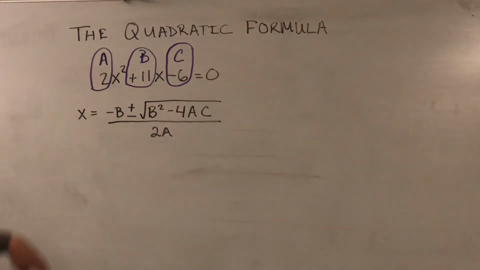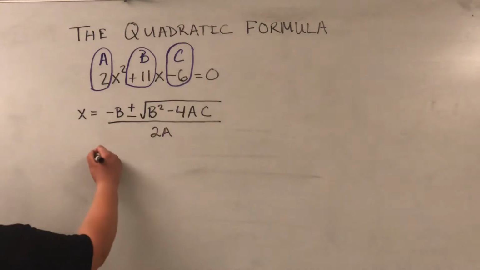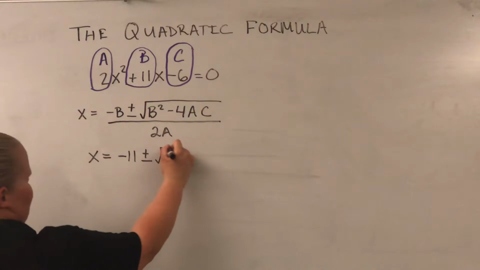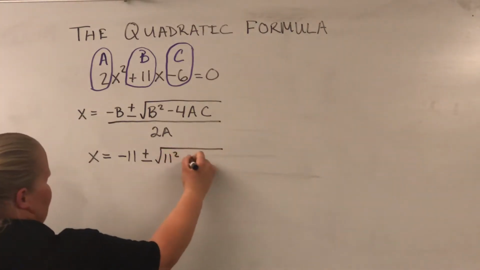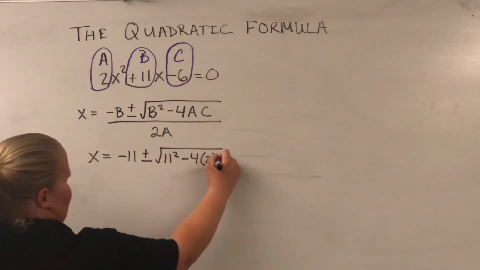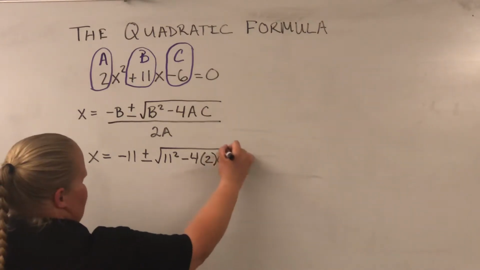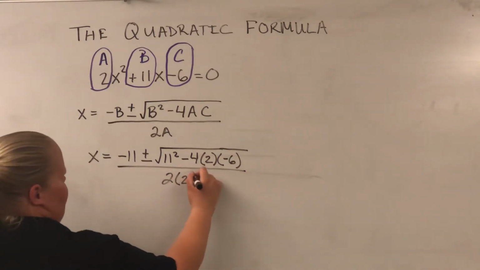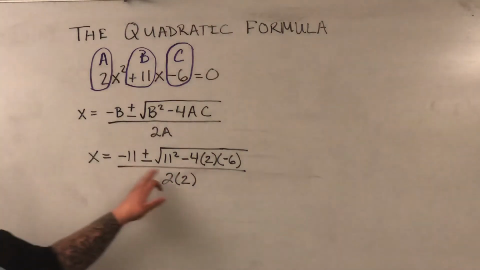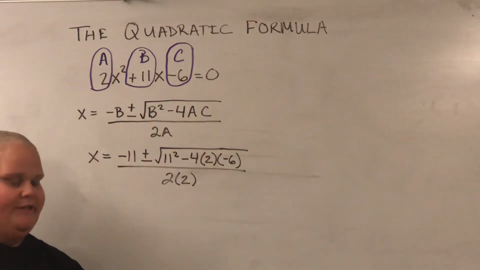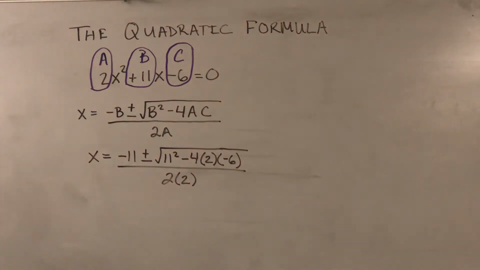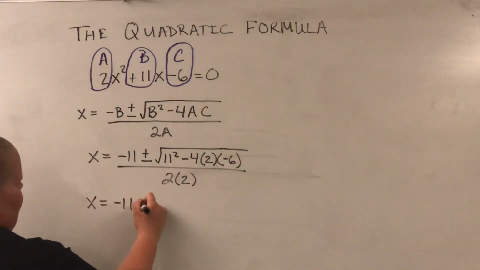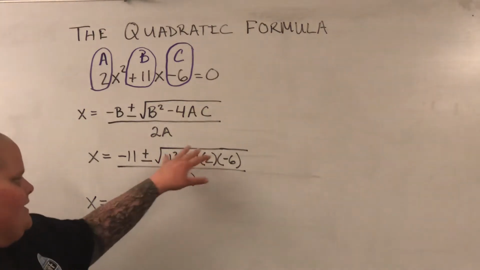Okay? So we're going to go ahead and plug those values in. I have x equals negative 11 plus or minus the square root of 11 squared minus 4 times 2 times negative 6, all over 2 times 2. So my a, b, and c values have all been plugged in. Now it's my job to simplify as much as I can. I have x equals negative 11 plus or minus, inside the square root.